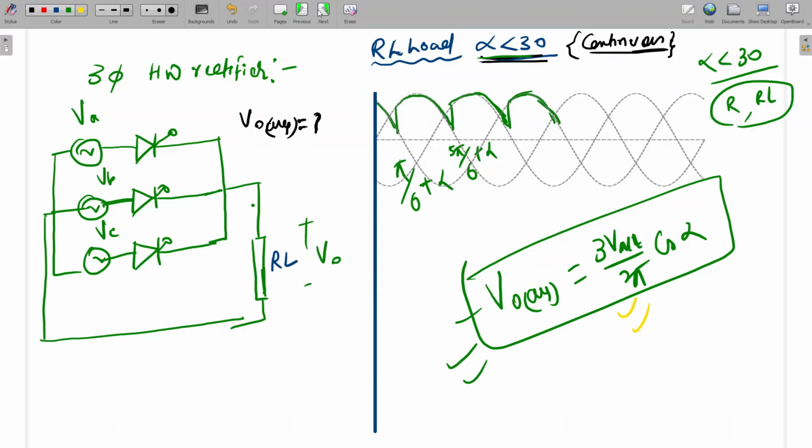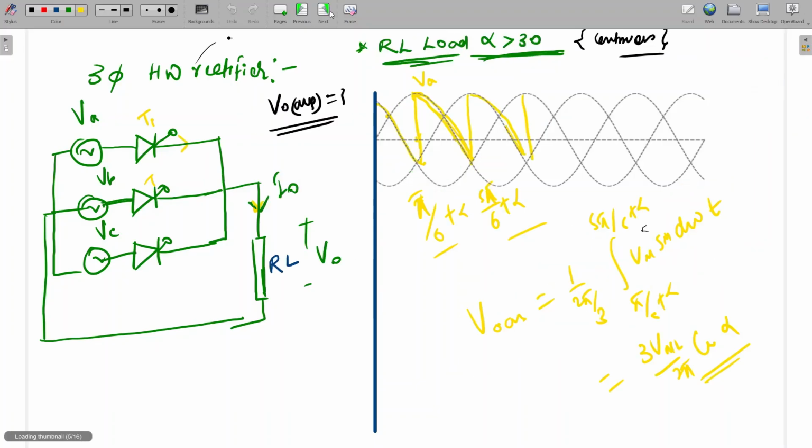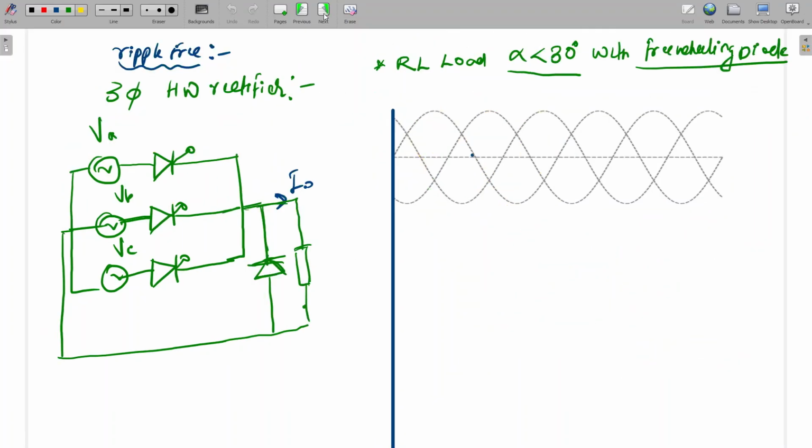Okay, so now I am moving to the freewheeling diode case. There we will do the Fourier analysis of the input source current. The same RL load, I am doing analysis for alpha less than 30 degree, and I am assuming the output current as constant current. This is RL load and ripple free constant current. So alpha less than 30 degree first I am assuming. Let's say this is alpha. So the waveform will be like this.